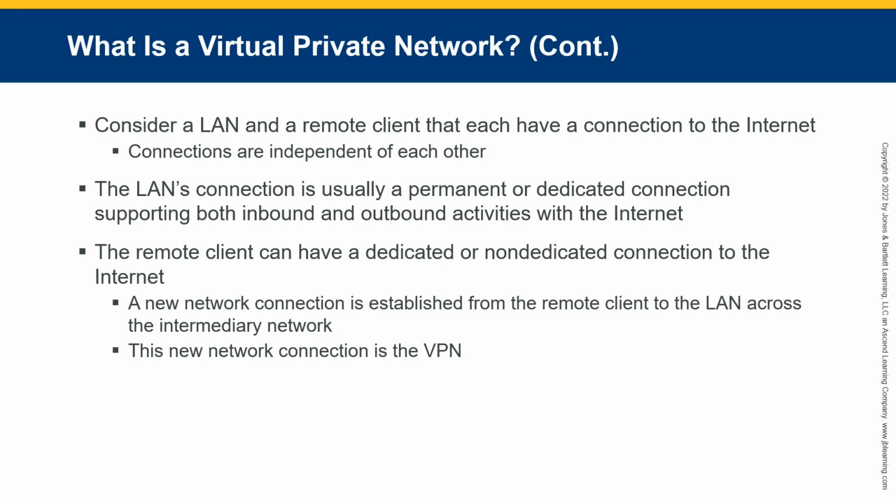So the new network connection is established from the remote client to the LAN across an intermediate network. And remember, an intermediate network is something like the internet. And that new network connection is the VPN. So it's our virtual private network.